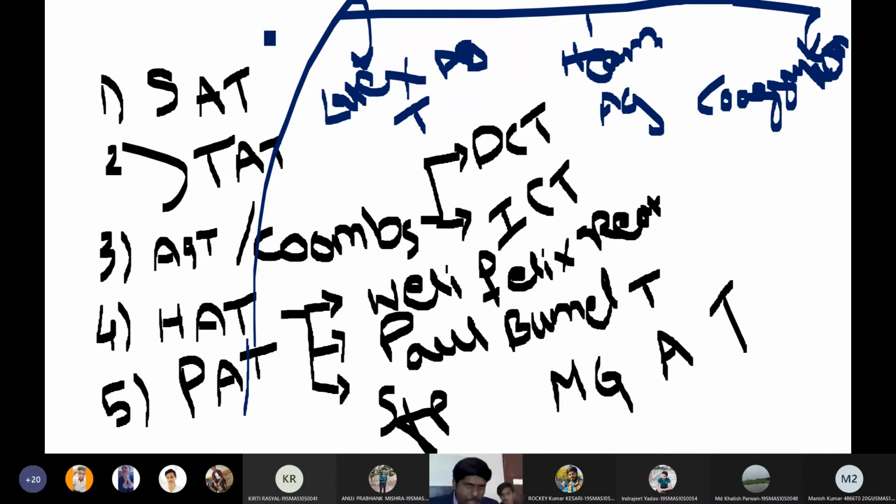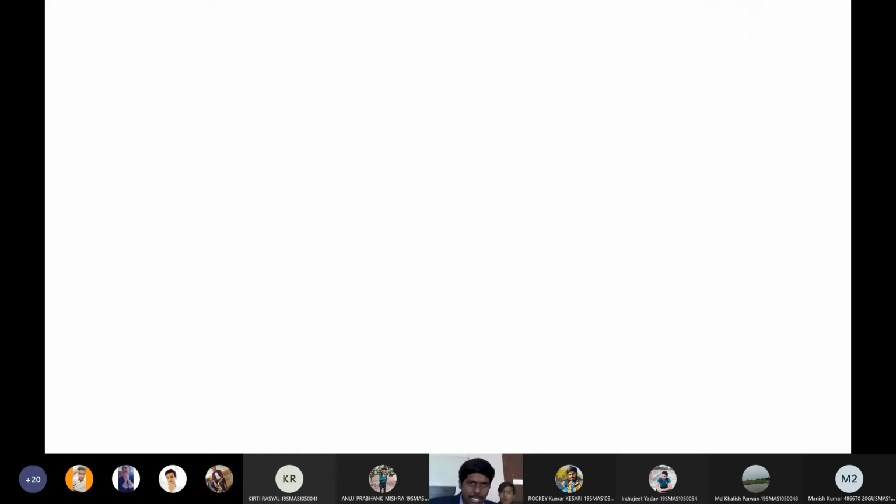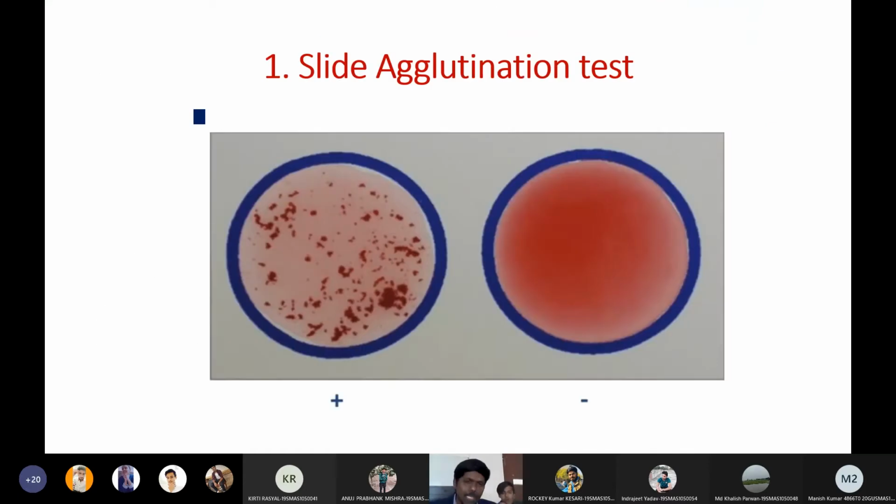Now let me discuss individual tests. First I will discuss slide agglutination test. The best example for slide agglutination test is blood grouping. Very simple. You will take a drop of blood, add a drop of corresponding anti-sera, and you will get a reaction. So this is slide agglutination test.